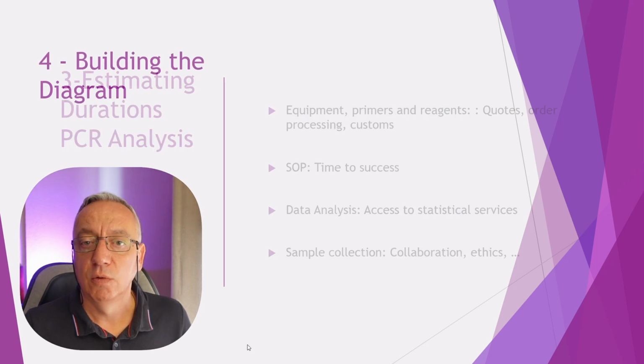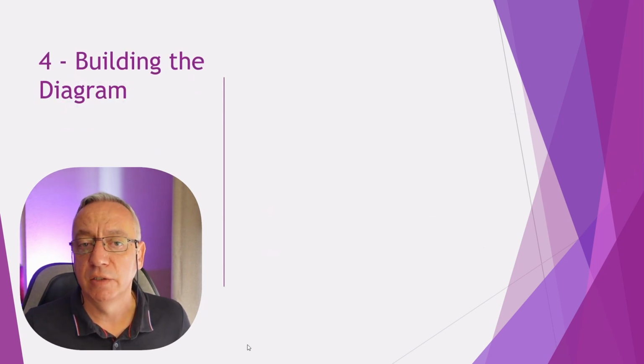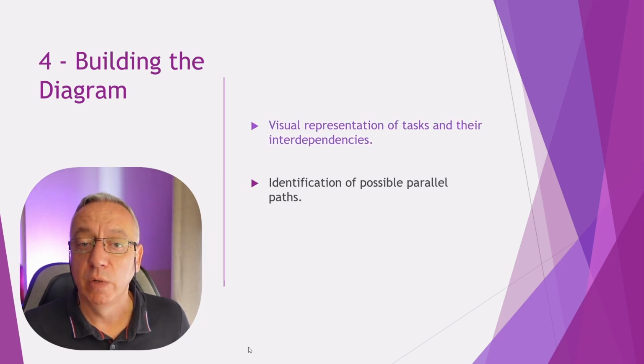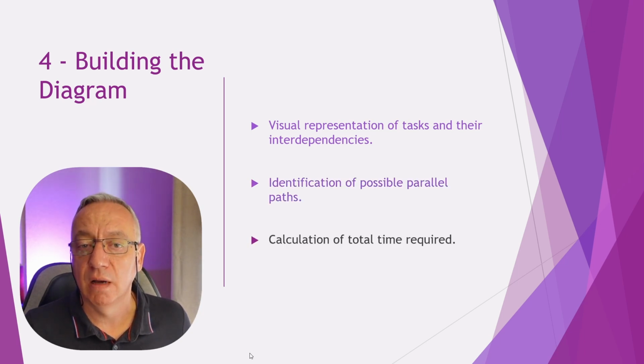So for building the diagram, as a reminder, we are going to use a visual representation of the various activities and tasks, and we are going to find if there are some interdependencies between these activities. We will then start to identify if some tasks can be done in parallel, and that will lead us to identify parallel path, and we will then start to calculate the total time required. Again, this will be an iterative process.